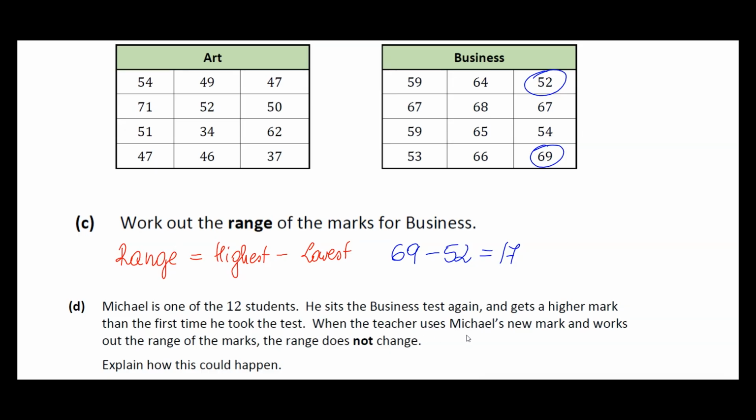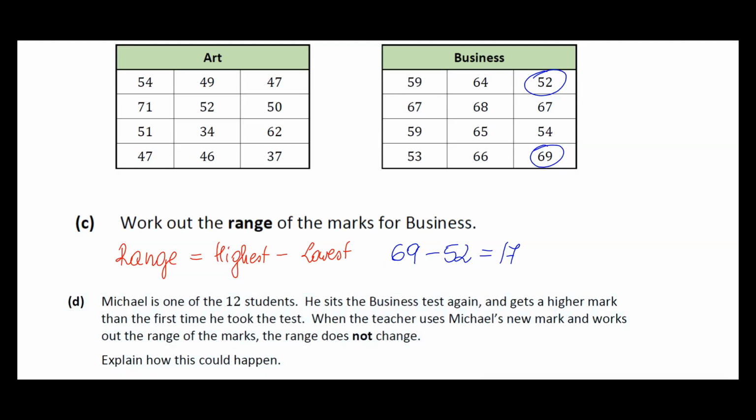When the teacher uses Michael's new mark and works out the range of marks, the range does not change. So does not, very important. So they're saying, explain how this could happen. So again, it goes back to the fact, how do we calculate the range? The range, we take the highest and the lowest.